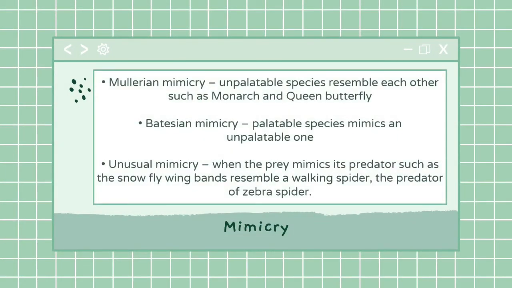In mimicry, an organism, the mimic, closely resembles other organisms. There are several types of mimicry. The three most common are Batesian mimicry, Mullerian mimicry, and unusual mimicry.